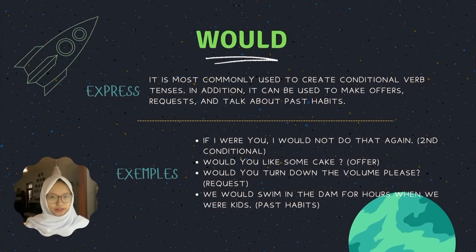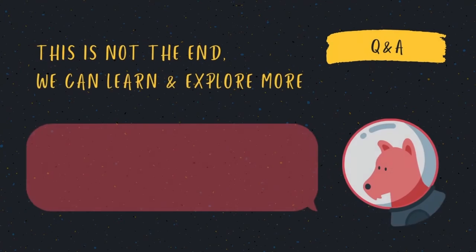Last but not least is would. It is most commonly used to create conditional verb tenses. In addition, it can be used to make offers, requests, and talk about past habits. For example, if I were you, I would not do that again. That is for second conditional. Would you like some cake? That is for offer. Would you turn down the volume please? That is for request. We would swim in a dam for hours when we were kids. That is for past habits.